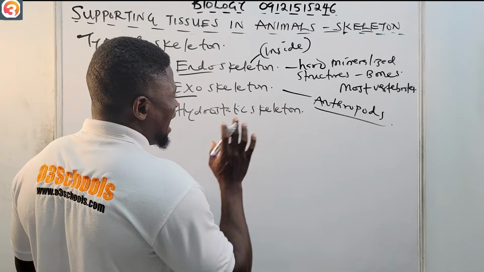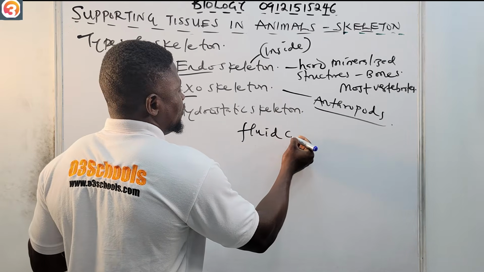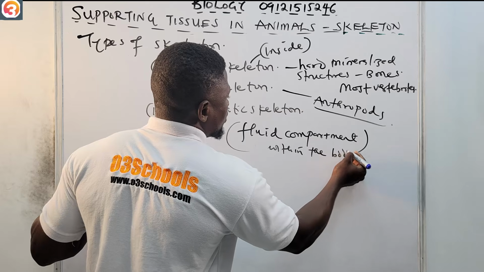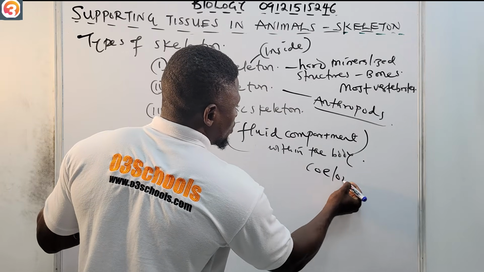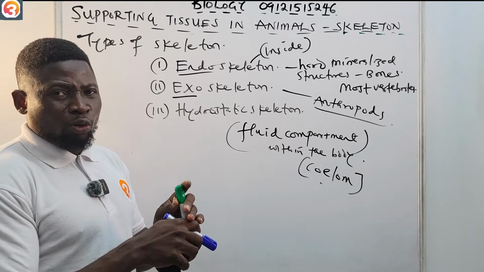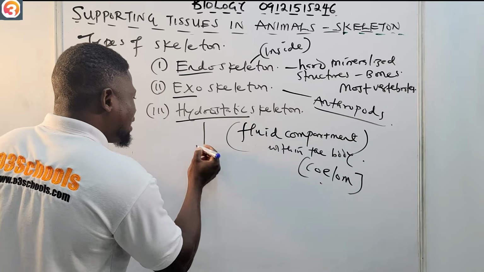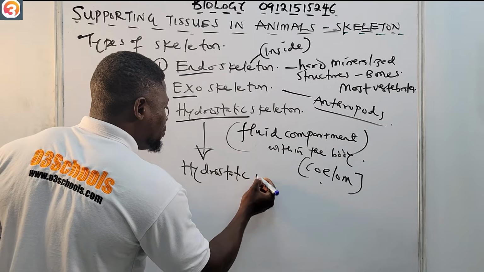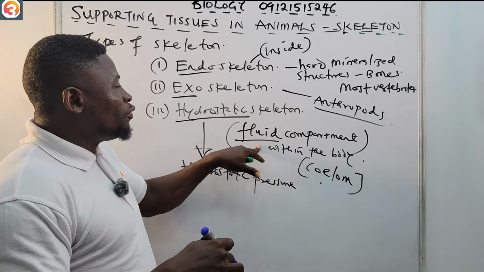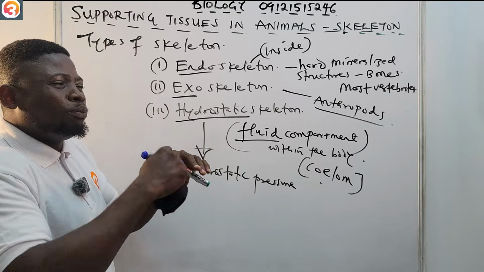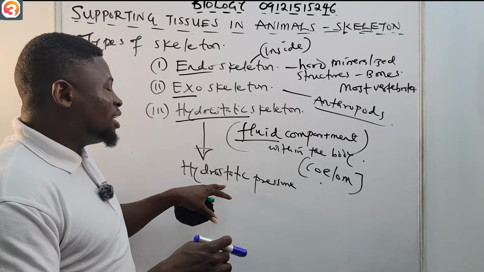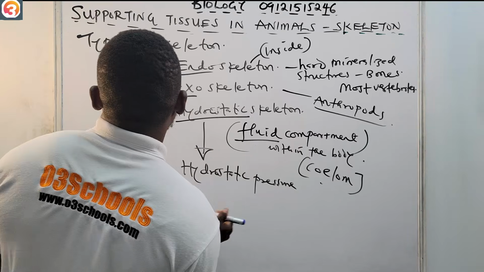Then of course, we also have the hydrostatic skeleton. The hydrostatic skeleton is formed by a fluid-filled compartment within the body, and that fluid compartment is called the coelom. Please take note of that. This compartment is usually under hydrostatic pressure because of the fluid that is present, and it helps to protect and support the internal organs of the organism.